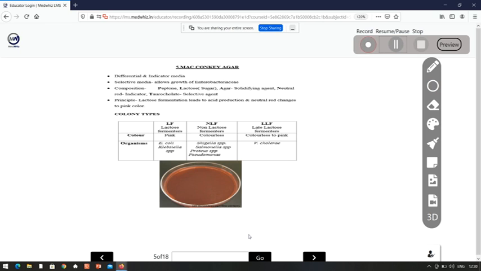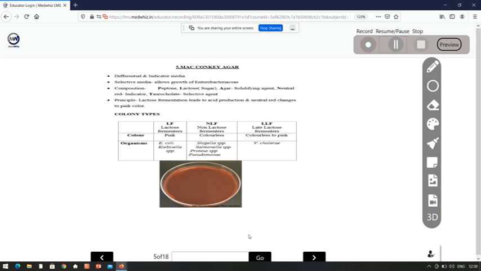In case of lactose fermenters, they usually produce pinkish colored colonies. We have examples like Escherichia coli and Klebsiella species. In case of non-lactose fermenters, or NLF, we have examples like Shigella species, Salmonella species, Proteus, and Pseudomonas species. They usually produce colorless colonies.